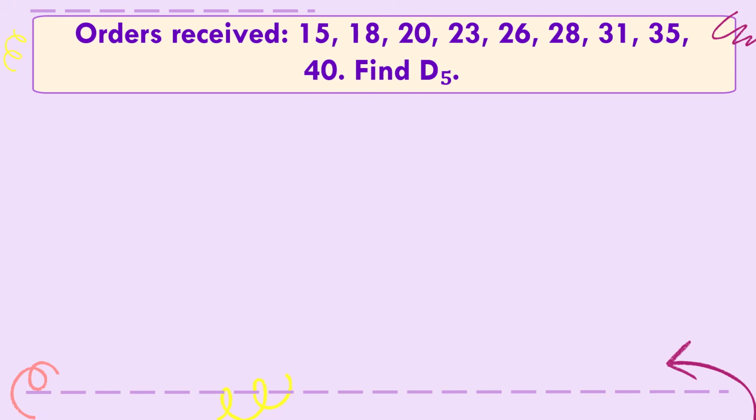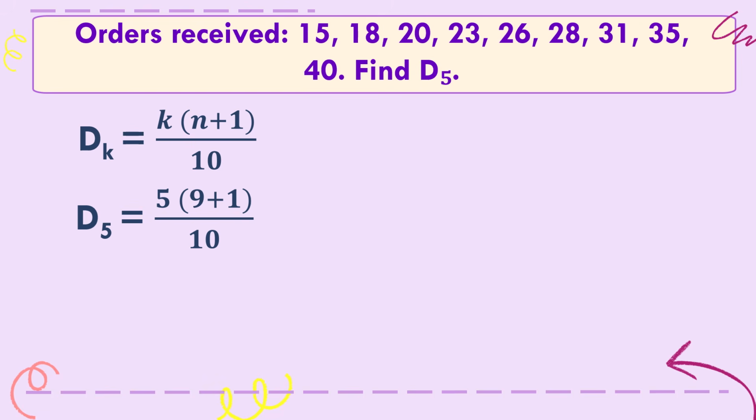The orders received are 15, 18, 20, 23, 26, 28, 31, 35, and 40. Let us find decile 5. Decile 5 is equal to 5 times (9 plus 1) over 10. If we count, 1, 2, 3, 4, 5, 6, 7, 8, 9. 9 plus 1 is 10. 10 divided by 10 is 1. So 5 times 1 is equal to 5.